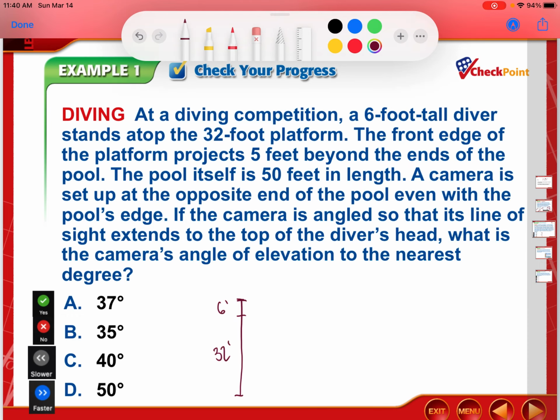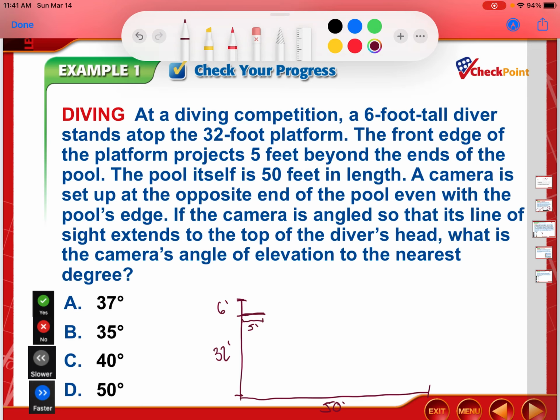The front edge of the platform projects 5 feet beyond the end of the pool. So the platform goes out about 5 feet. The pool itself is 50 feet in length.